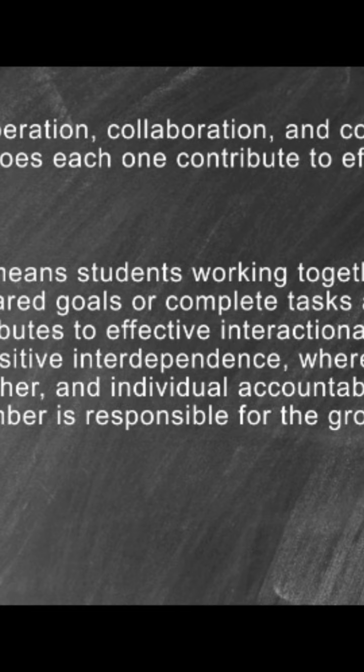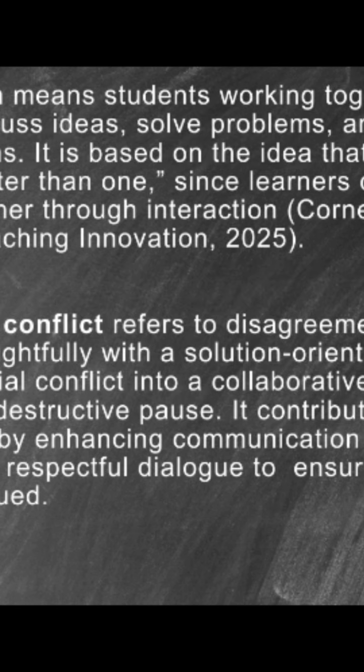So, for example, in a grouping activity, every member should contribute or give ideas, then they construct them together so that they can create a better output. So next is collaboration.